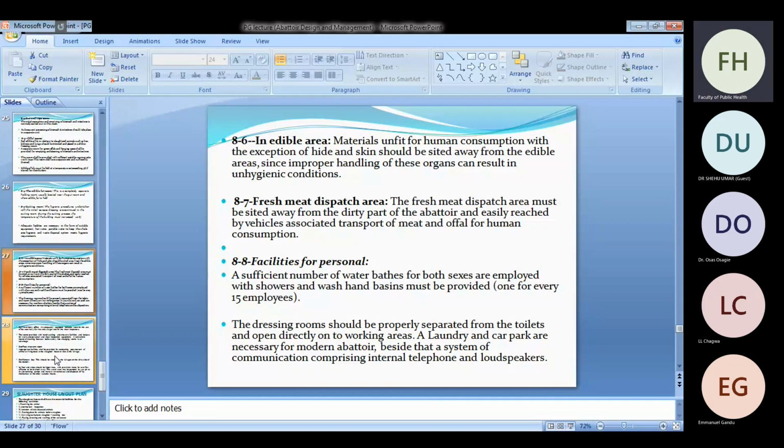The dressing room should be properly separated from the toilets and open directly onto the working areas. We are just talking about the facilities for the personnel, how we expect them to be. The laundry and car park are necessary in a modern abattoir. Besides that, a system of communication comprising internal telephone and loudspeaker. We're just saying that a system of communication should also be provided in the abattoir for proper communication among the workers.